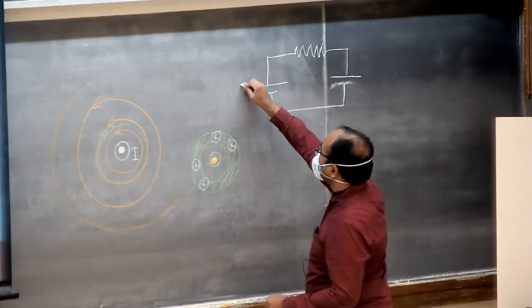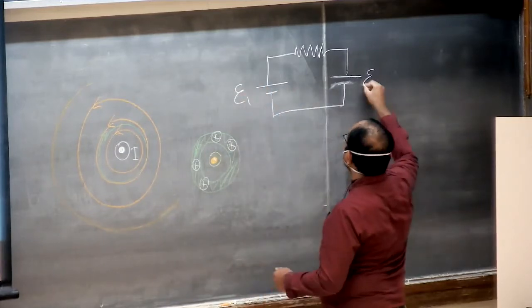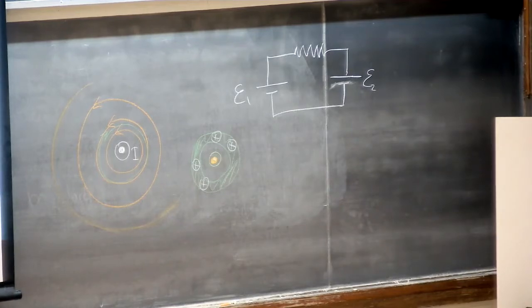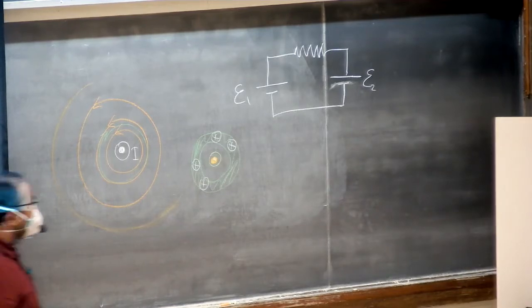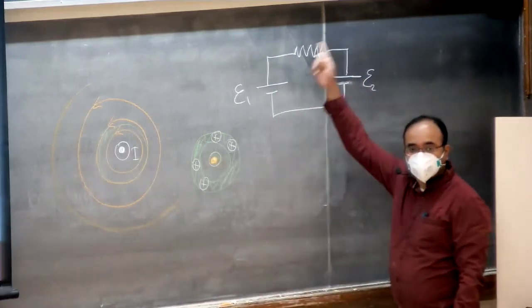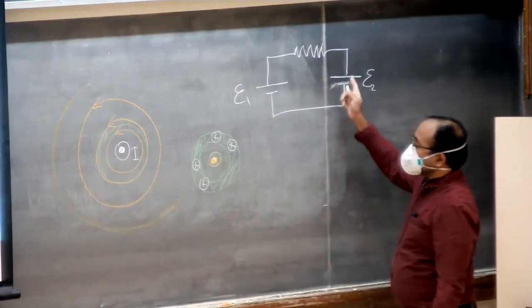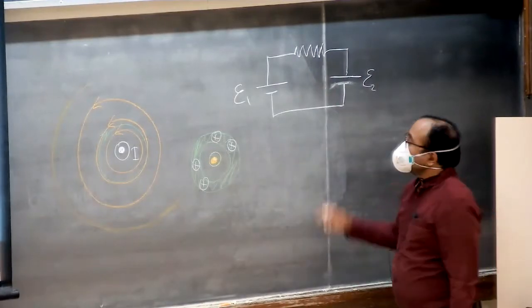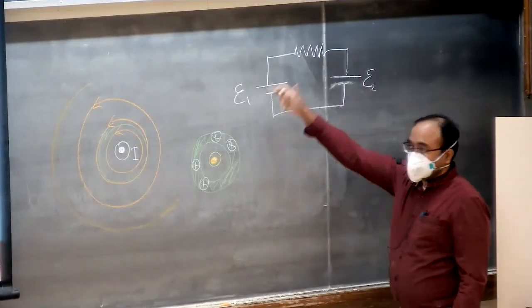Let's say this was E1, this was E2. If E1 and E2 were equal, then they cancel out and there'd be no current flowing. If one of them was bigger than the other, then that would drive current through. Say E2 was bigger than E1, it would drive current this way. It would be reduced current, but it would basically be charging.